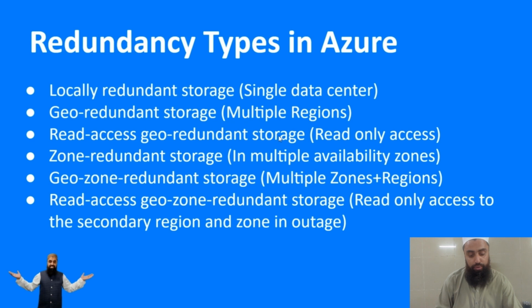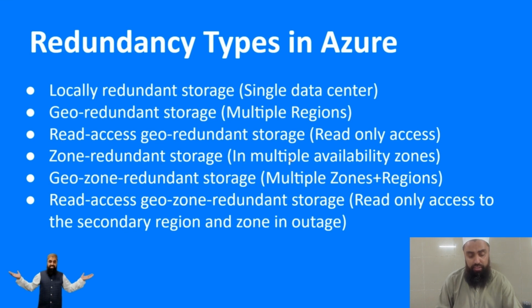So geo-redundant storage copies our data across multiple regions. Then there is read access geo-redundant storage, which means that we will have read-only access in case of any power outage or any network failure. We are still able to have read-only access to our data. That is why it is known as read access geo-redundant storage.